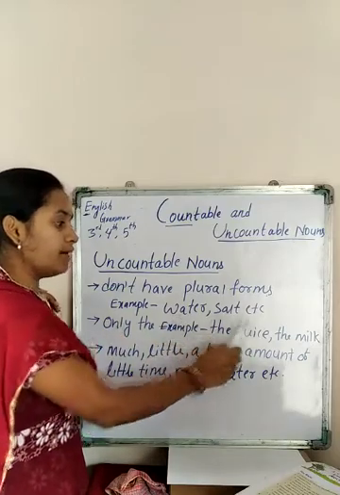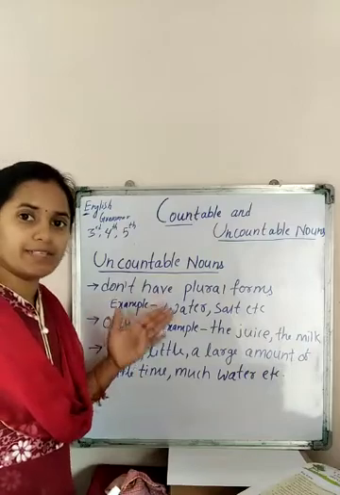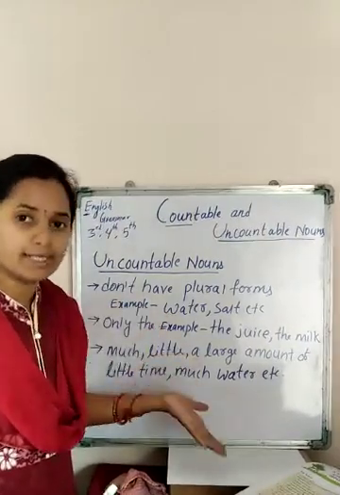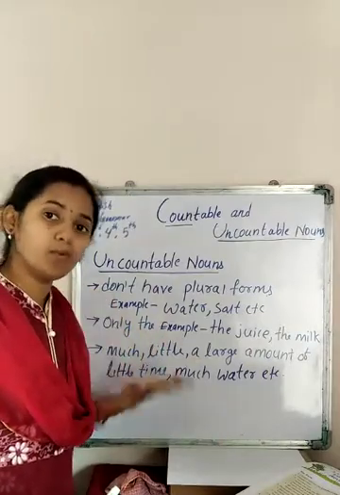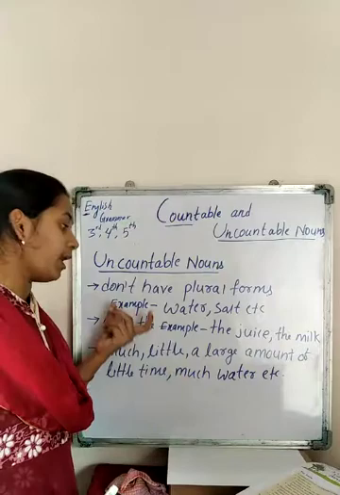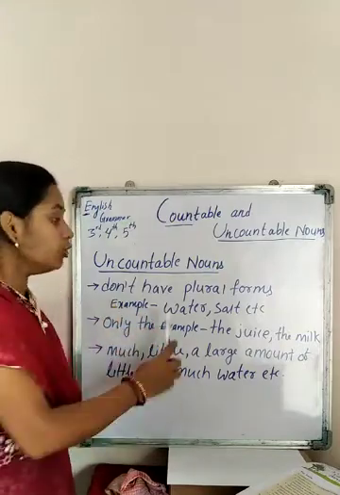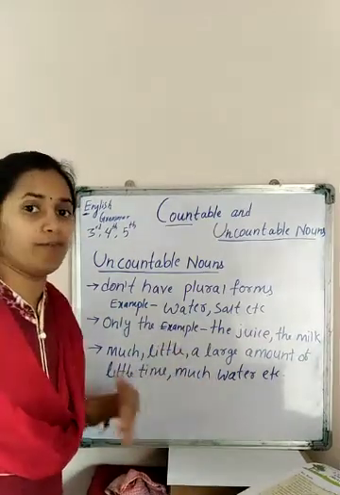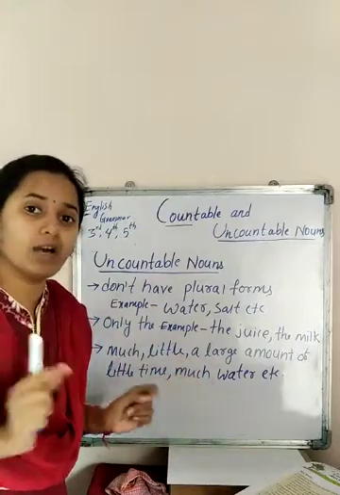Yes. So examples are what here? Water, salt, etc. Does water have a plural form? In the previous class we studied singular and plural. Can we say water, waters? No, right? So only countable nouns have plural forms. For uncountable nouns we don't have any plural forms. So examples are water, salt. Why? Because we cannot say waters or salts. We cannot say eggs because these are all uncountable nouns.